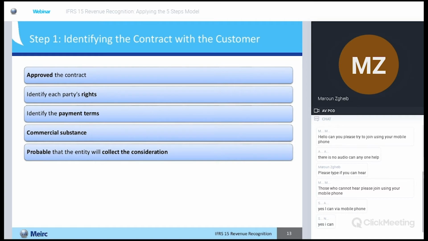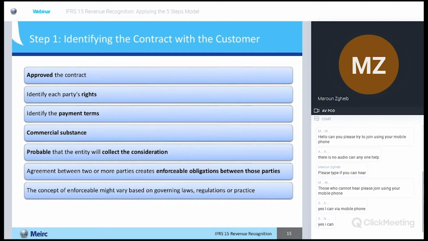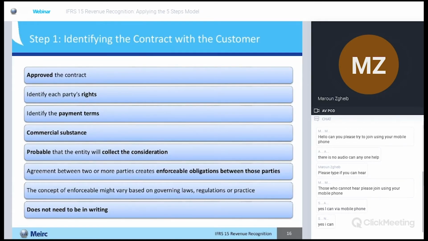This means that I'm doing my customer a favor. This means I would be recording revenue against a receivable that I will never collect. So why record it from the beginning? Moreover, we must have enforceable rights, and a very important concept of having a contract is that it does not have to be in writing.